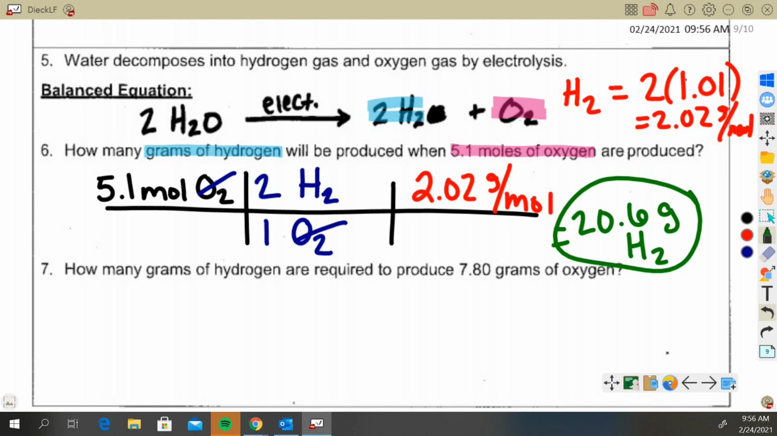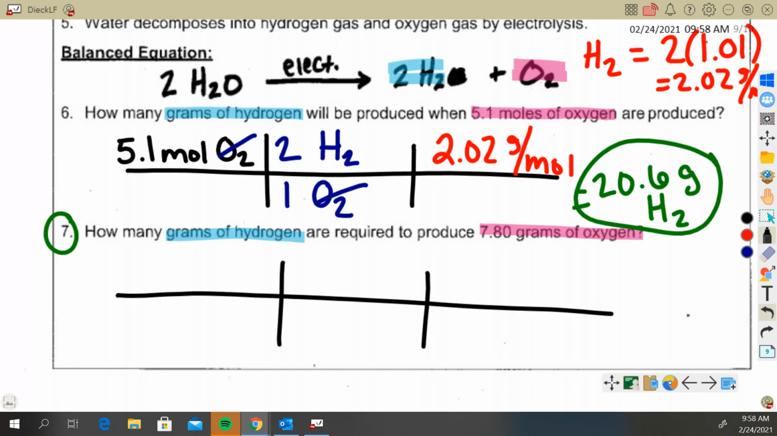How was that? Are we liking this flowchart still? Yeah. All right. I want you guys to give number 7 a try. So go ahead and try number 7 right now. All right. Let's go ahead and give this one a rip. So the question says, how many grams of hydrogen are required to produce 7.8 grams of oxygen? So our starting point is grams of oxygen. So we're going to write 7.8 grams of oxygen in our upper left-hand corner.